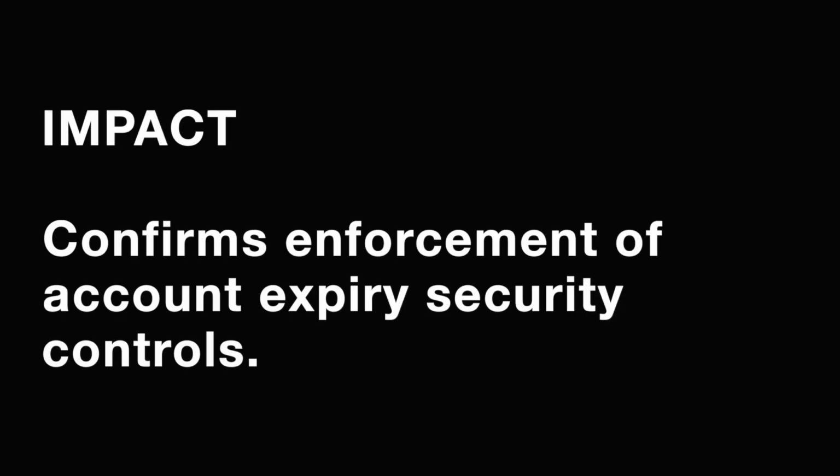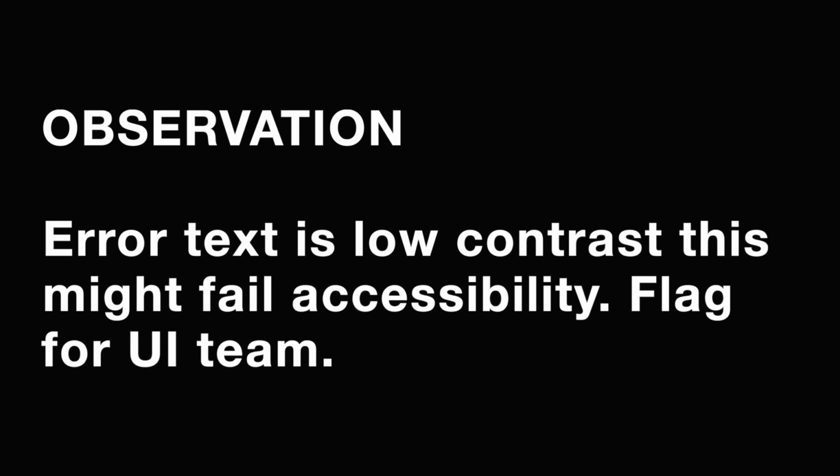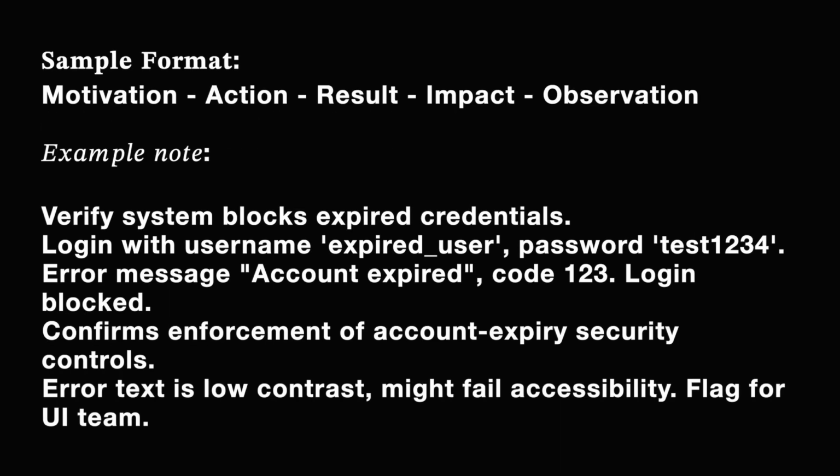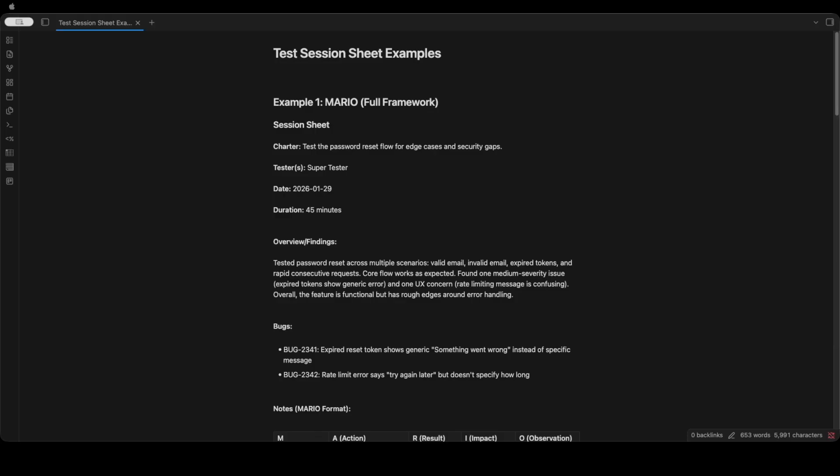Impact, confirms enforcement of account expiry security controls. Observation, error text is low contrast, might fail accessibility, so flag this for the UI team. Everything I need to reconstruct what happened and why. So when you're writing out your note, you don't have to specify the actual words, motivation, action, result, impact, observation. Just write the sentences out.